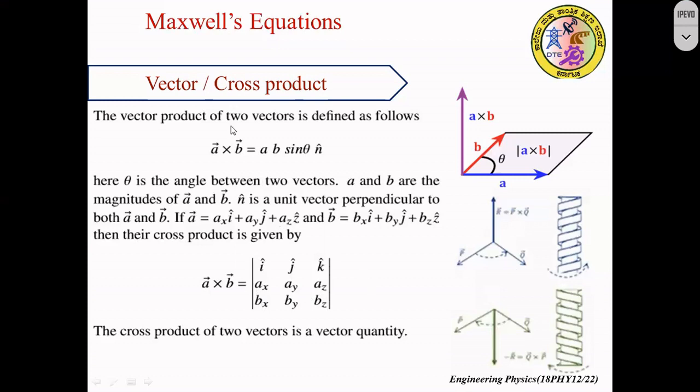I repeat, if two vectors, vector A and vector B, are multiplied as vector product, then the resultant of these two vectors will be magnitude of A, magnitude of B into sine of angle between the two vectors, and the direction of the resultant vector is determined by the right-hand screw rule. The product of vectors can be evaluated from the determinant like this.